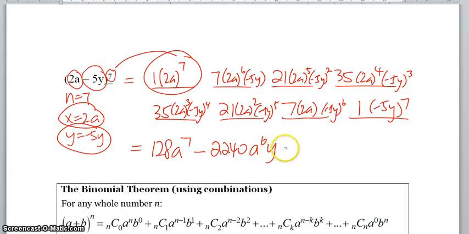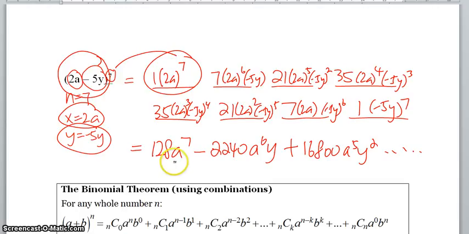a^6 y. Next one will be plus 2 to the power of 5 times 21 times 5 to the power of 2, which will give you, wow, this huge number, and then a^5 y^2 and so on. So you see there's a pattern there. There's a quick way to find the binomial expansion. You don't really need to multiply 2a minus 5y seven times to get the answer. Knowing this math trick, you can find the answer very quickly. And then you see the pattern: a^7, a^6, a^5, right? No y, 1 y, y squared, and so on.